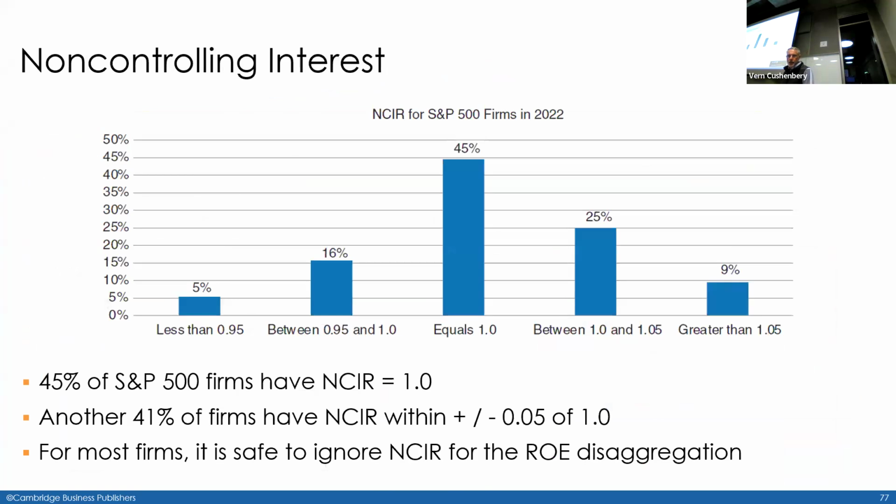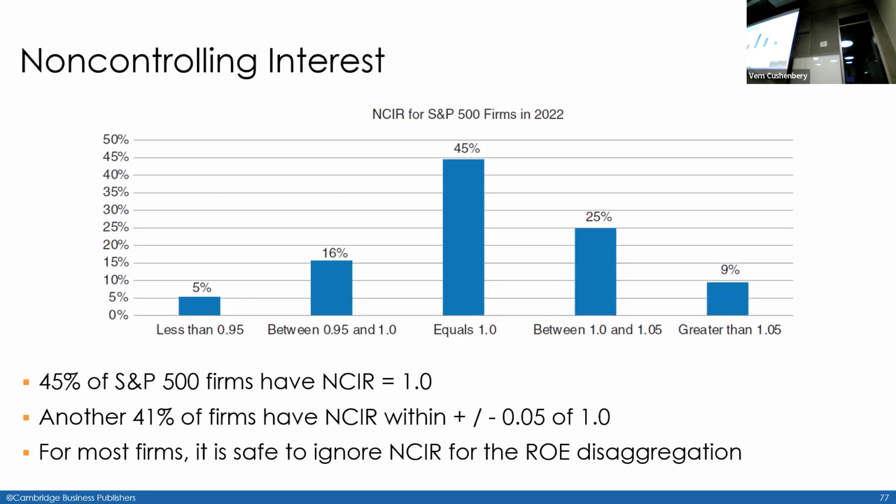Okay, when I say that NCIR ratio is immaterial, this was the slide that I was alluding to earlier. Our authors actually break down the data. It's clear that it's immaterial when you break down the data this way. They're looking at the S&P 500 companies. They put together a little histogram chart.